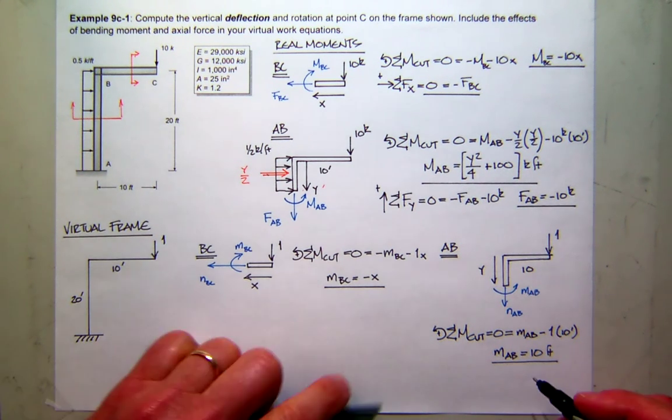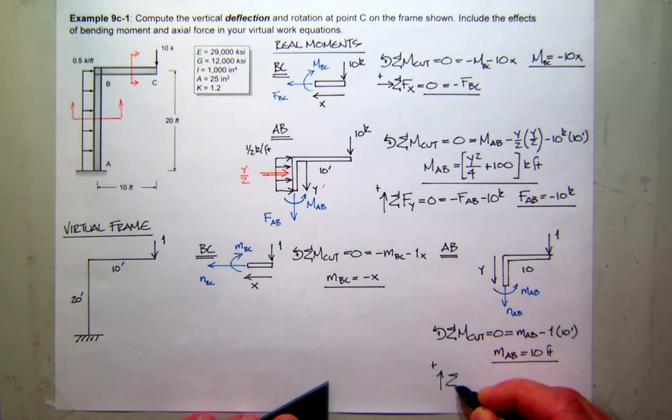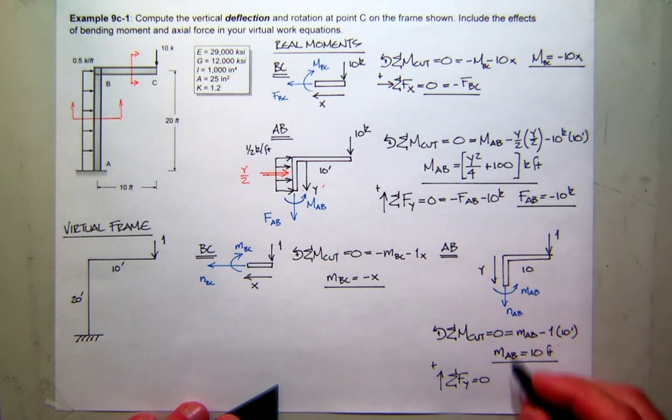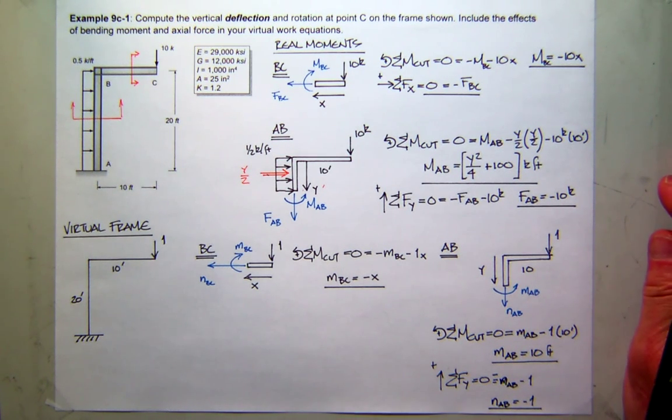Okay, so we can finish by summing forces in the y direction, making sure it's in equilibrium. And what do I have? I have the virtual force in AB. I messed that up. That's acting down, and then minus 1. So my virtual force AB is minus 1. Sorry about that. So I have all the pieces I need now.